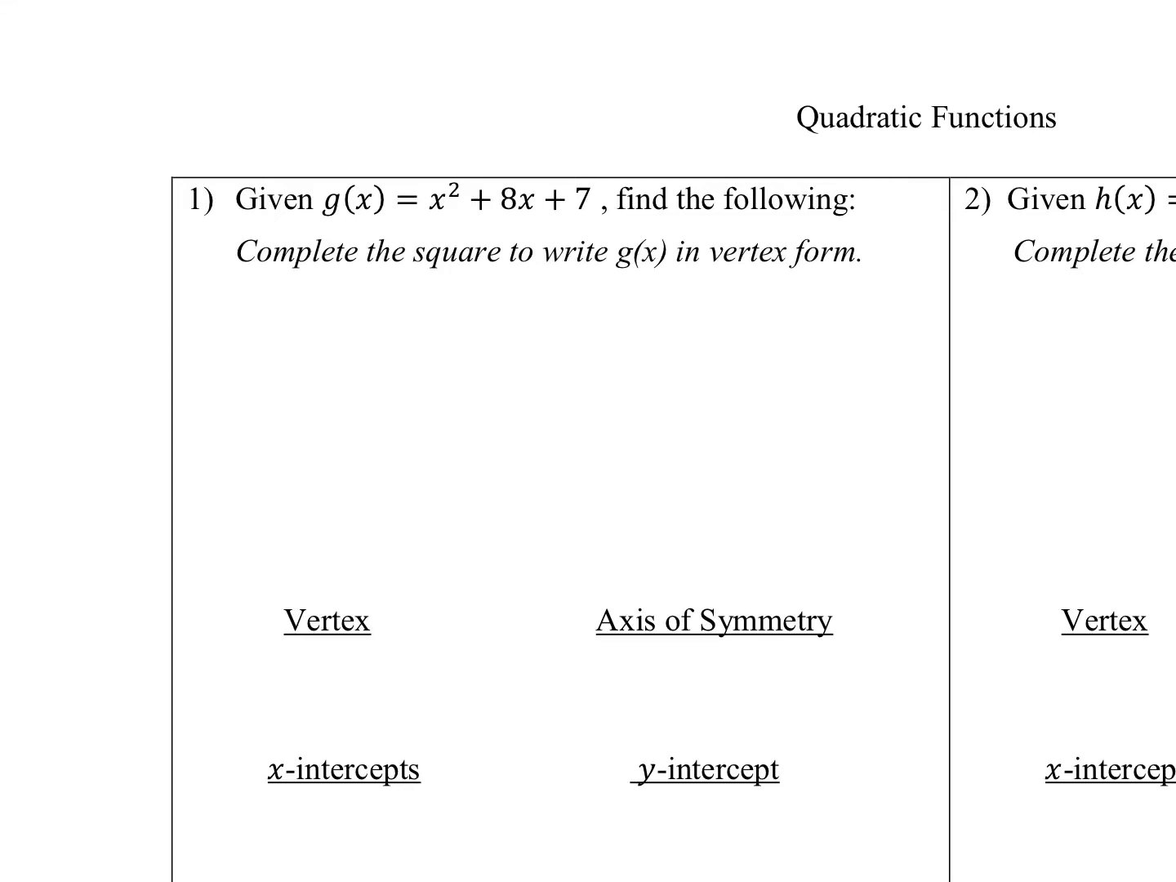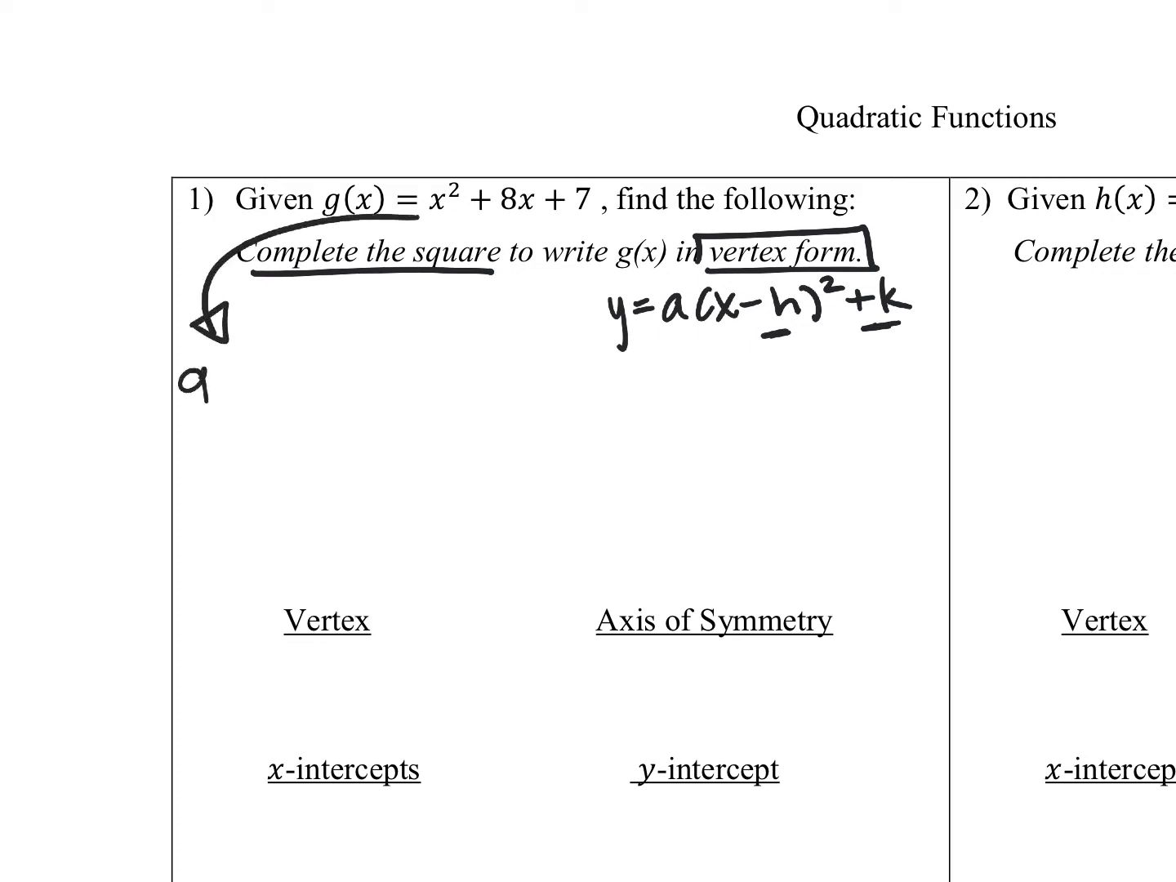Okay, we're going to look at our quadratic functions homework. We're only doing the front side, 1 and 2. Number 3 we'll look at later next week. All right, so we need to complete the square to write it in vertex form. So that's the form where you can see the transformations, like how it's moving up, down, left, and right.